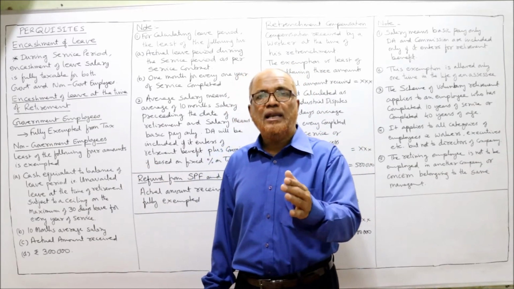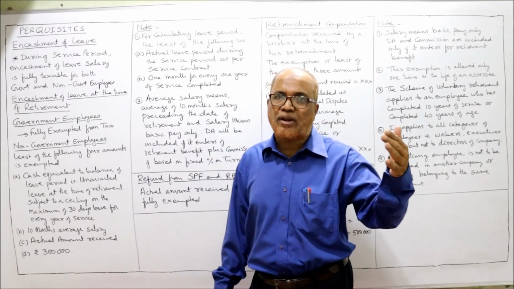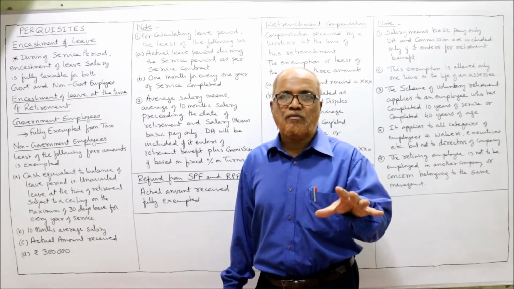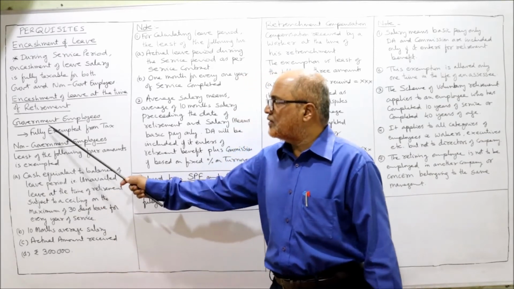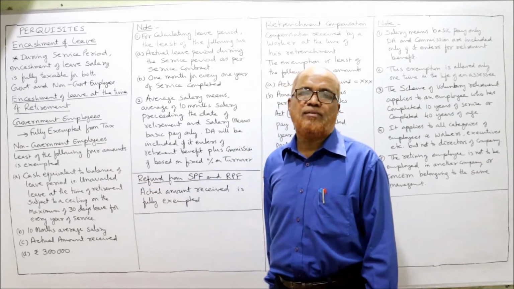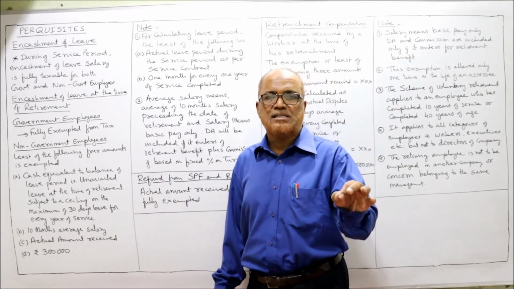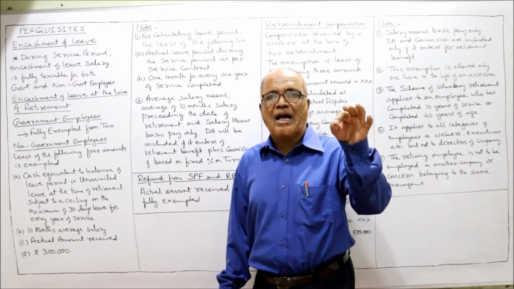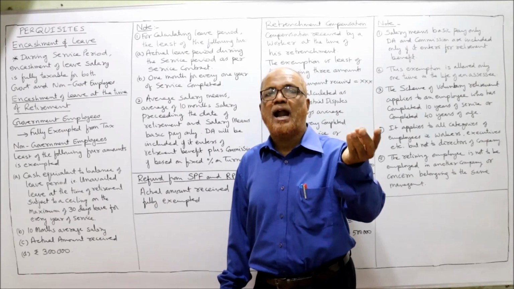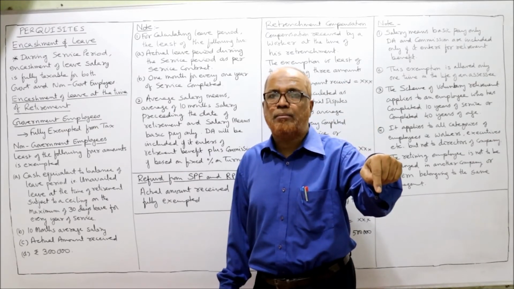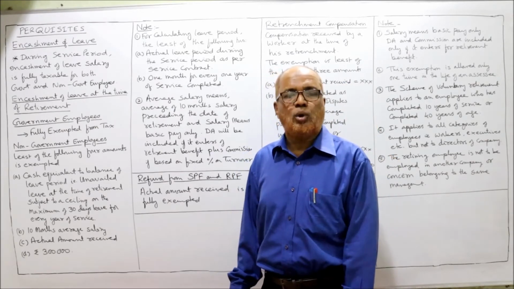Second point, encashment of leave at the time of retirement. Normally leave encashment will be done at the time of retirement. Then what is the income tax provision? First, government employees are fully exempted from tax. The Income Tax Act says if the employee is a government employee, then leave encashment received at the time of retirement is fully exempted, no tax.